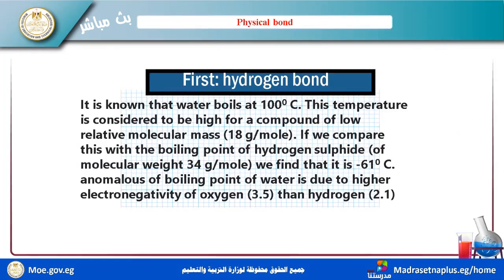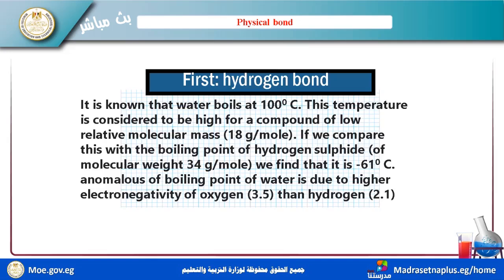Okay, review with me the types of bonds: ionic bonds, covalent bonds, coordinate bonds. Focus with me, please, to understand and to review. You have the ionic bond. An ionic bond forms between two ions, not two atoms. Focus on my expression: two ions, positive ions and negative ions.